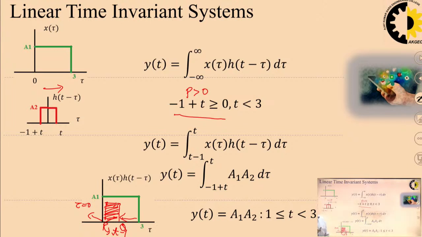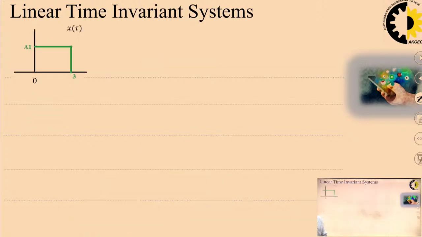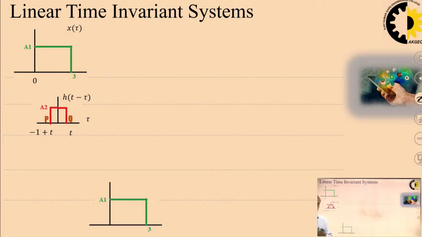Then the output of the system is a1 into a2, and that means that now the point q is behind 3, but point p is ahead of 0. We move forward to the right, h of tau. So again x of tau remains like this, 0 to 3, the magnitude is a1. H of t minus tau is this, which again is moving forward.